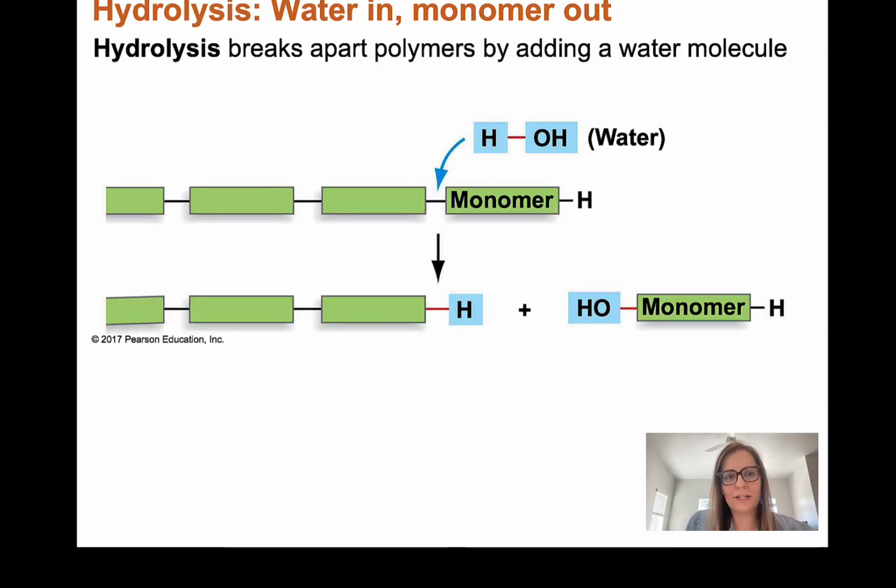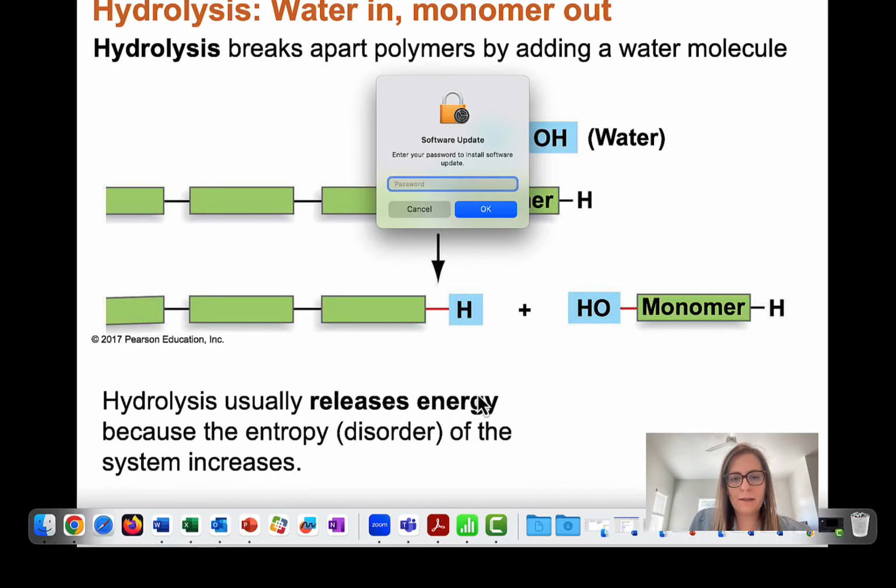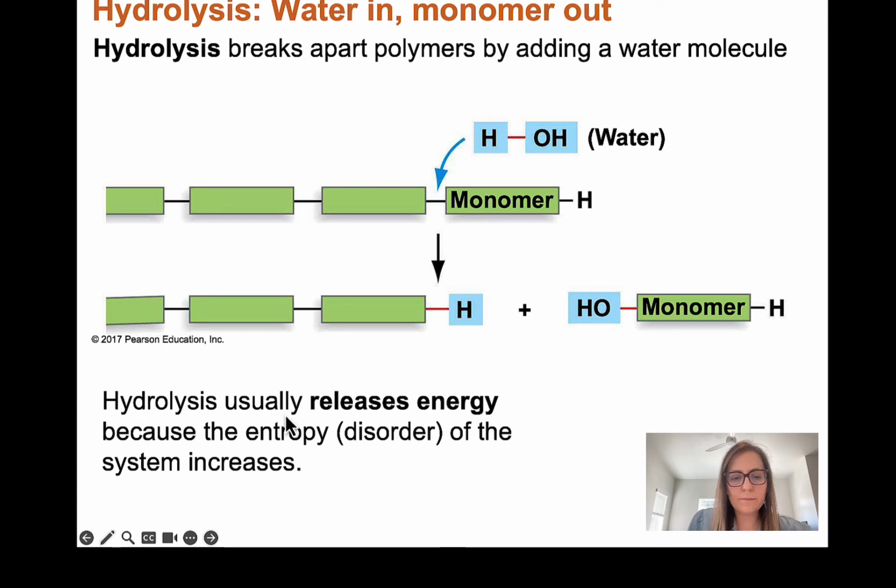The opposite reaction is hydrolysis. In this reaction, water goes in, so hydrolyze, hydro meaning water added, like hydration, and the monomer comes out. This breaks apart polymers by adding a water molecule. So here we have a water molecule. It's going to go in a chemical reaction, and then the monomer comes out. Again, hydrolysis is the opposite. It usually can happen spontaneously and releases energy because entropy, or disorder, of the system increases. We'll talk more about this next lecture.